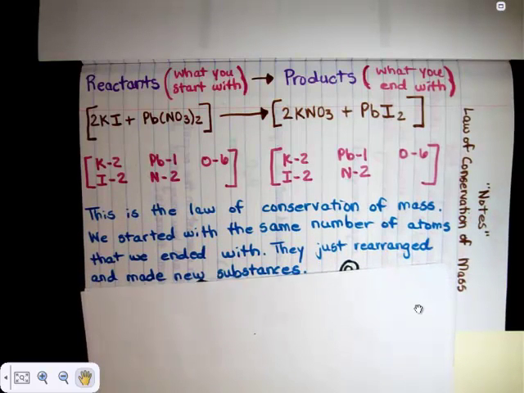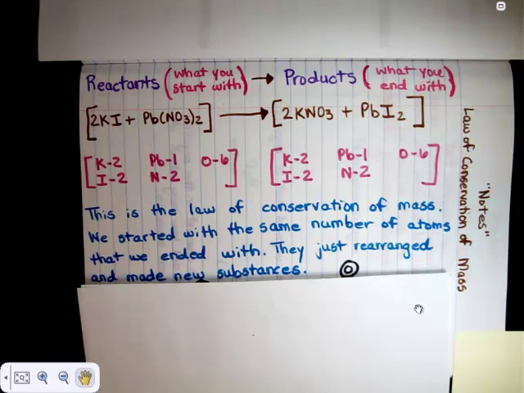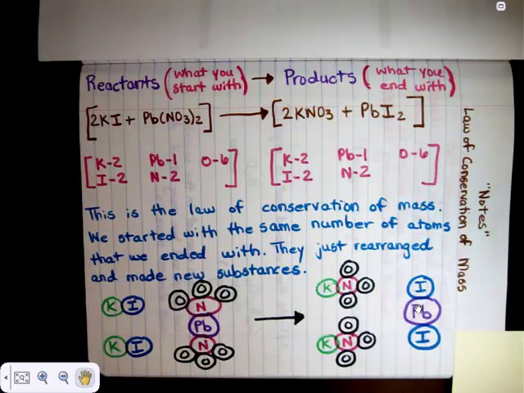So there is our definition. The law of conservation of mass: we start with the same number of atoms that we end with. They are just rearranged and made into new substances.